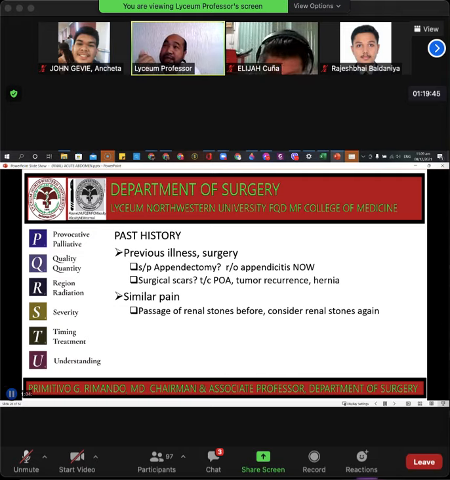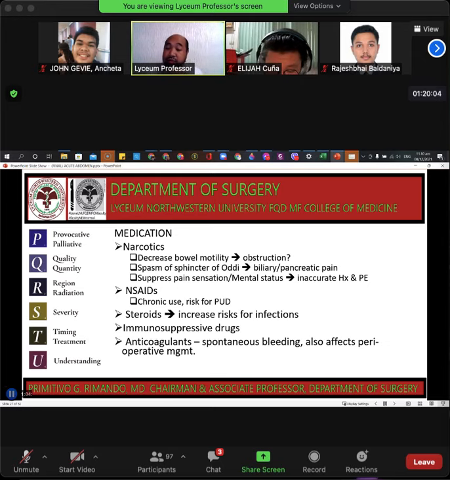If a patient already underwent cholecystectomy, then do not make acute cholecystitis your differential. It can be another biliary disease, but not the gallbladder because it was already removed.